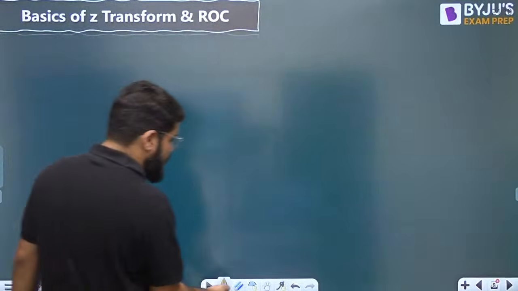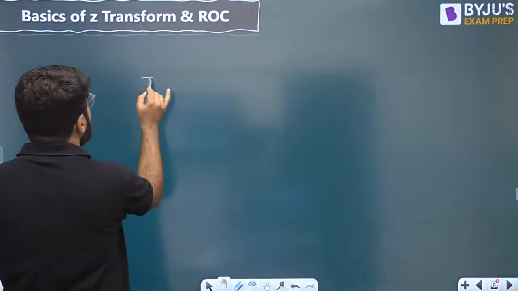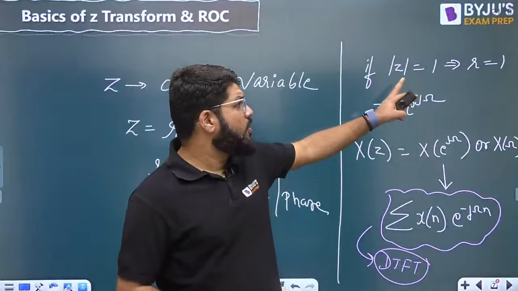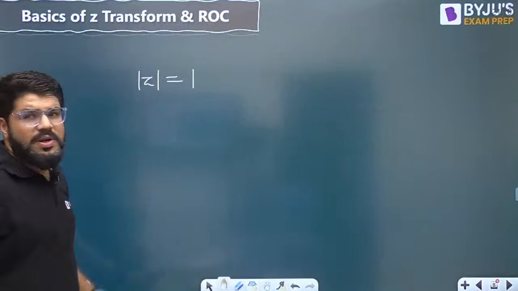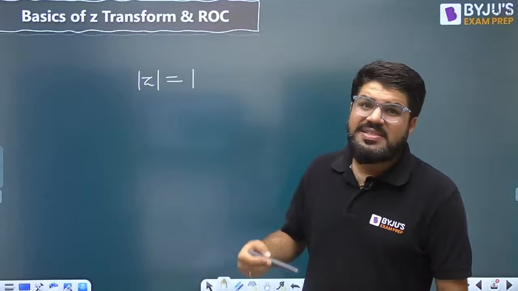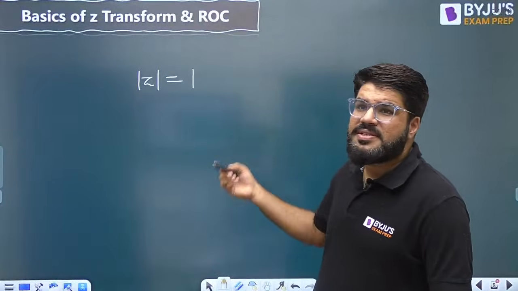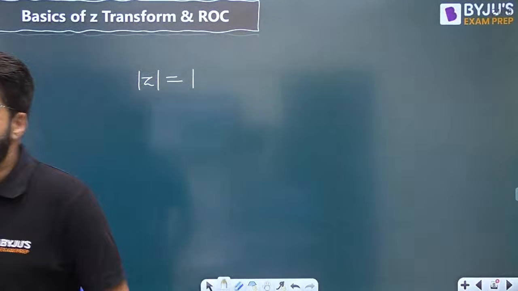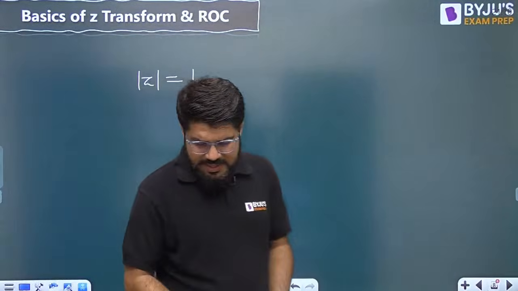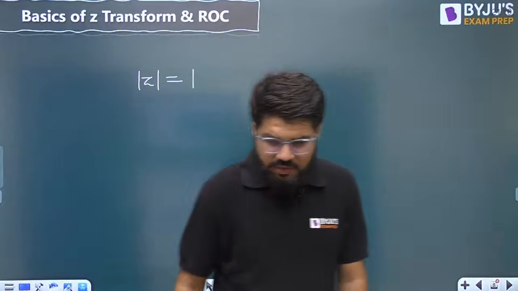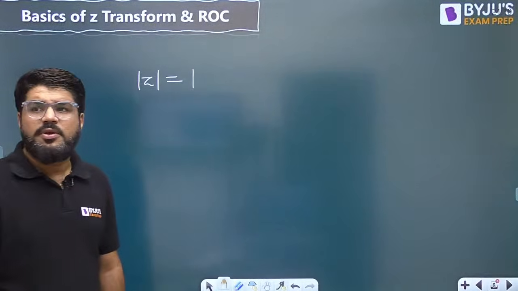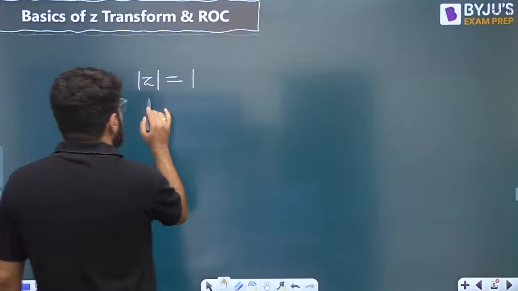One important question for you. Before coming to DTFT, I told you mod Z equal to 1. What is the mapping of mod Z equal to 1? What is the graph of mod Z equal to 1? What does it actually represent? Can we talk about that? Any idea? We should basically know it.